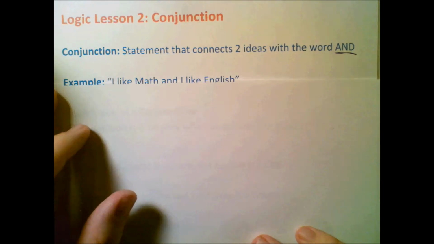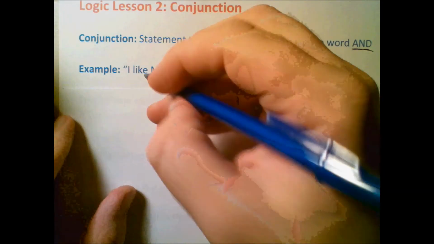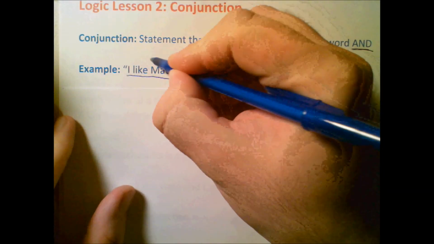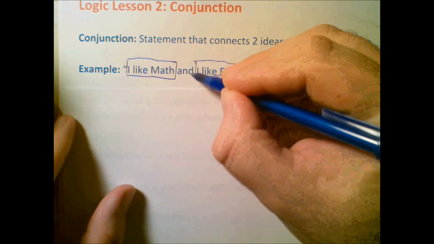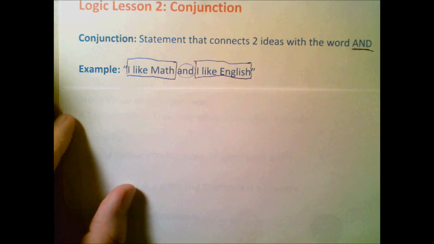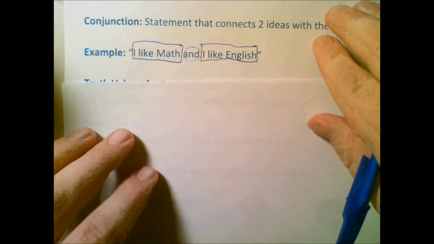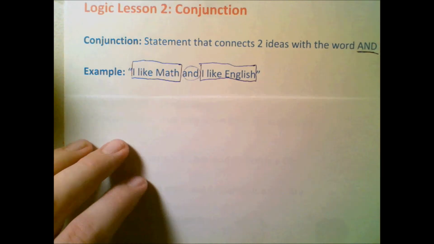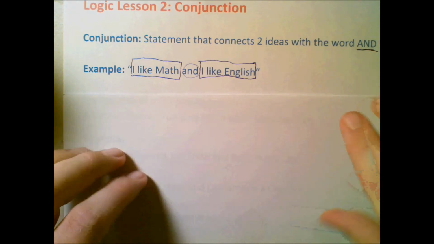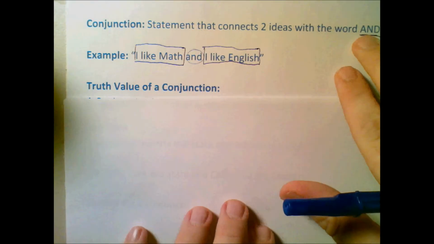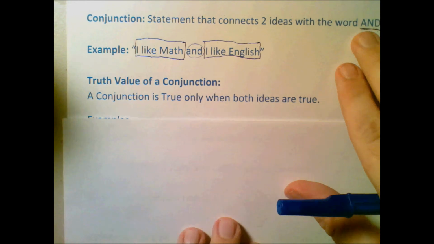Now, an example would be that I like math and I like English. We have two separate statements or two separate ideas. I like math and I like English, and they're connected with the word and. Now, the truth value of a conjunction is that it's only true when both ideas are true.